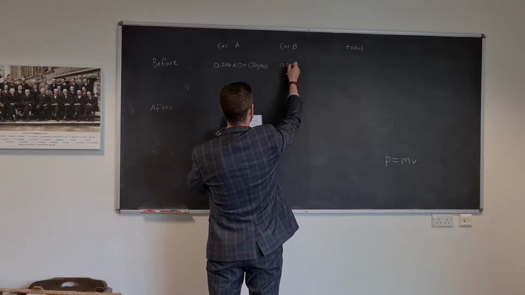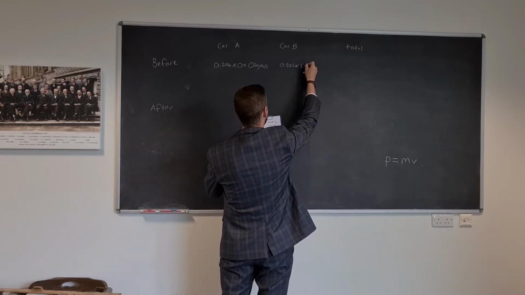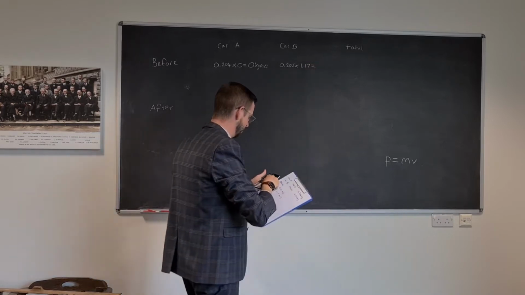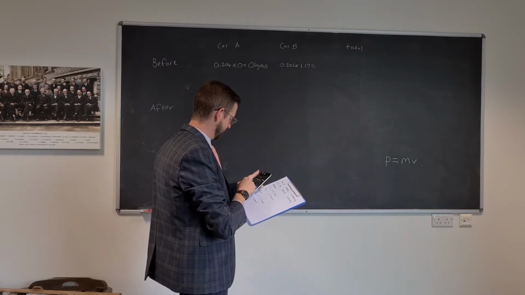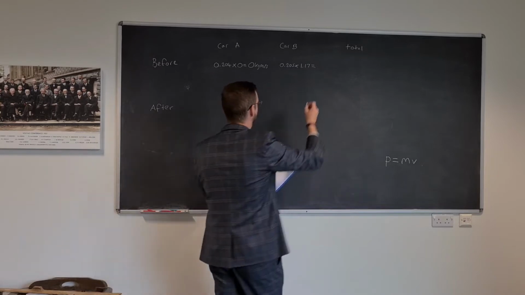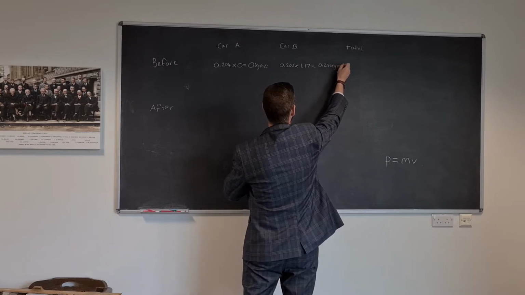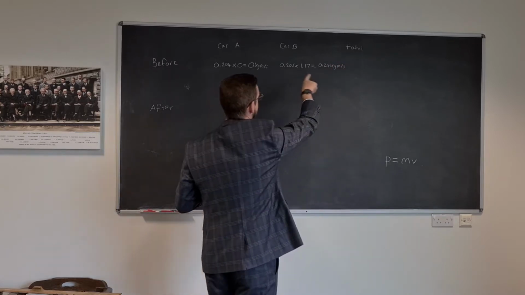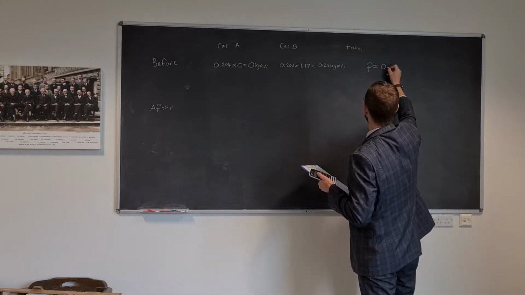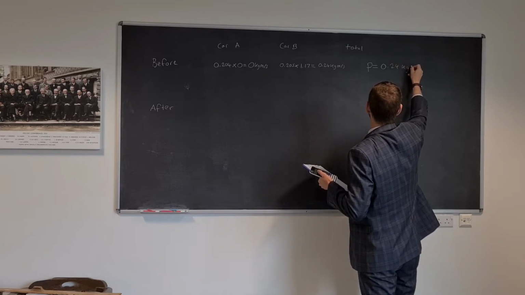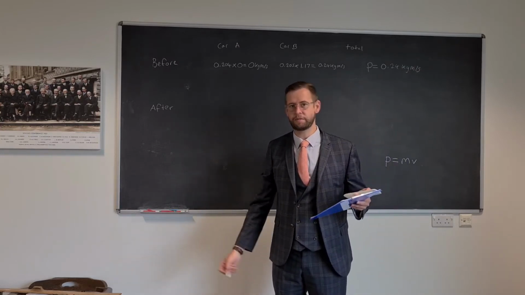Car B has a mass of 0.205, and it has a velocity of 1.17, giving it a total momentum. So that's 0.205 times 1.17, a total momentum of 0.24 kilograms meters per second. 0 plus 0.24 gives a total momentum of 0.24 kilograms meters per second. So that is the total amount of momentum in the system between the two cars before the collision occurred.